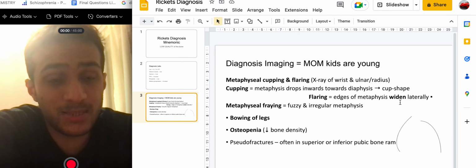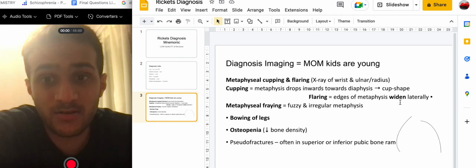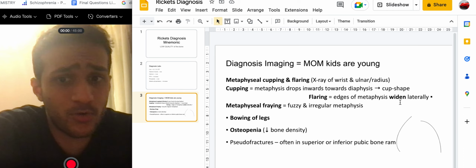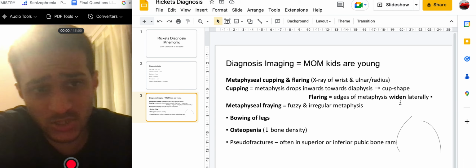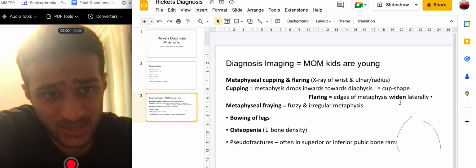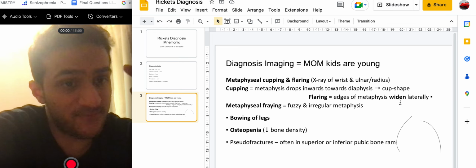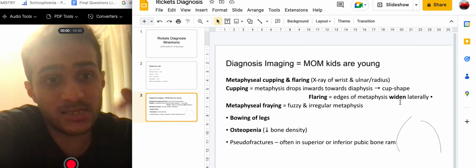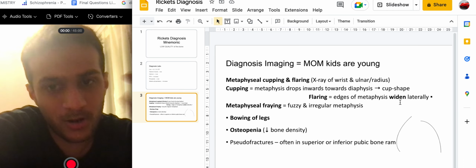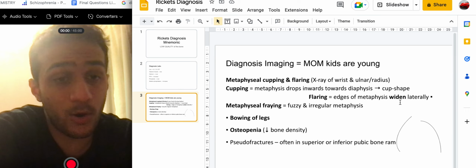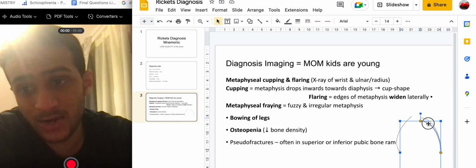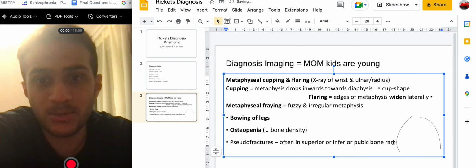The other M is going to be metaphyseal fraying. So metaphyseal fraying means we have an irregular metaphysis. Recall the bone structure: there's the epiphysis, the physis itself, the metaphysis, and the diaphysis. The metaphysis is the middle part, and it has quite a lot of irregularity. There's also bowing of the legs. This is quite a classical sign on X-ray. On an AP X-ray, we can see this bowing of the legs.